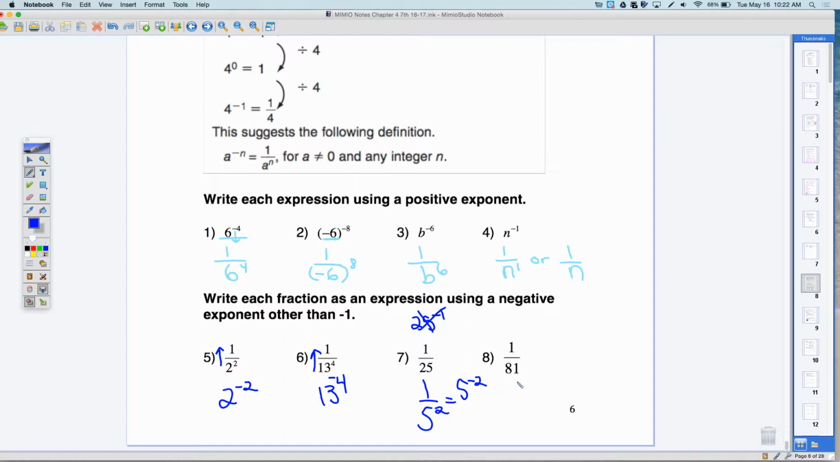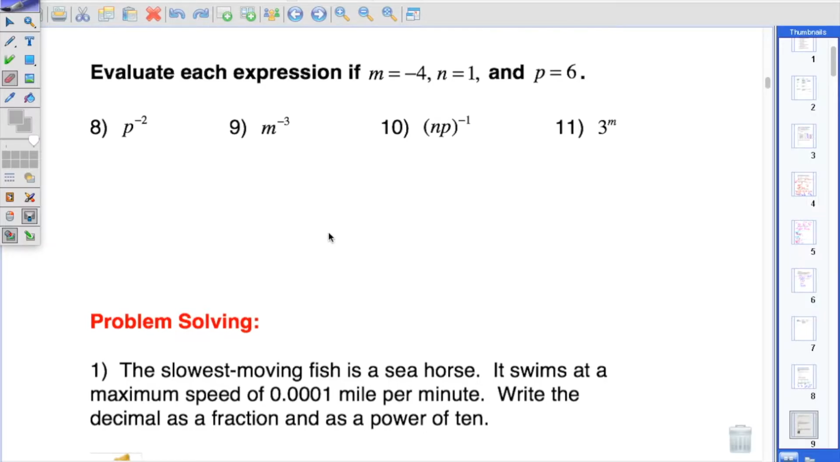Same thing for 1 over 81. We have to rewrite it using exponents. So it would be 1 over 9 squared, which gives you 9 to the negative second power. Or you could have 1 over 3 to the fourth power, which is the same thing as 3 to the negative fourth power. Evaluate each expression if m is negative 4, n is 1, and p is 6.